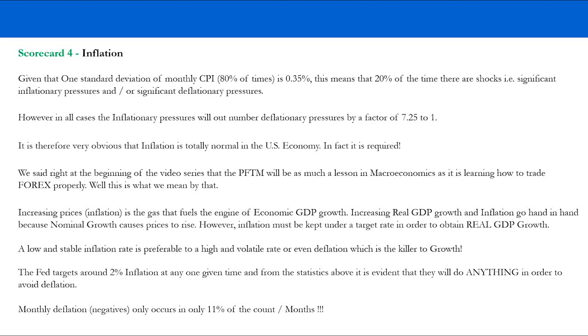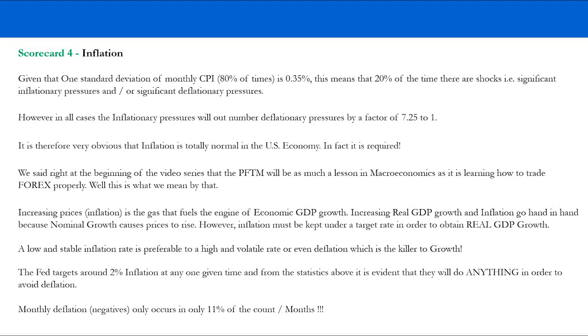However, in all cases, the inflationary pressures are going to outnumber deflationary pressures by a factor of around 7 to 1. So, as alluded to earlier, it's pretty obvious that inflation is totally normal in the United States. And in fact, it's totally required. We'll go back to this again. Right at the beginning of the video series, we did mention that this would be as much a lesson in macroeconomics as it is learning how to trade Forex properly. Well, this is exactly what we mean by that.